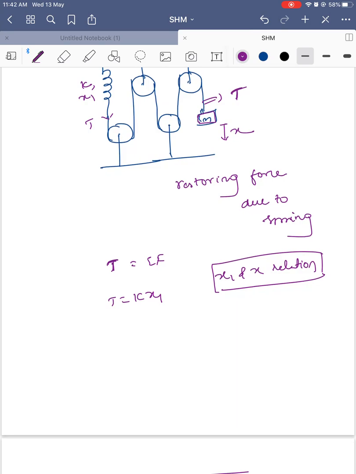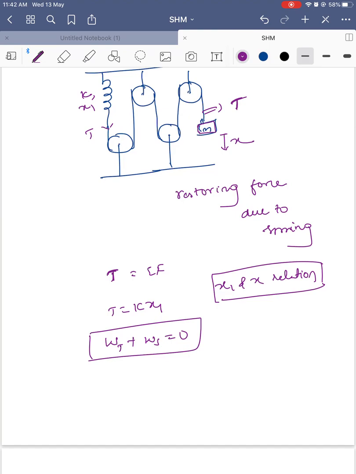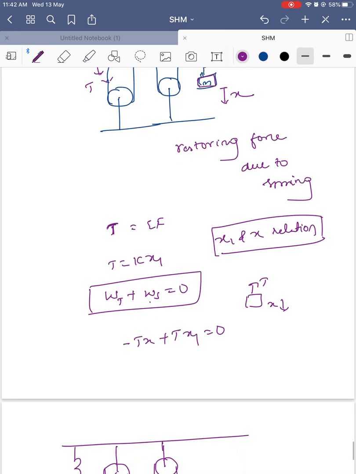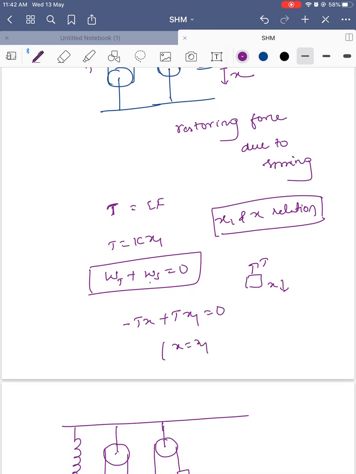So let's write the work equation: work done by tension plus work done by spring is equal to 0, because total work done is equal to 0. Work done by tension: tension is in the upward direction and displacement in the downward direction, so minus T into x, plus work done by spring, T into x1, is equal to 0, because the tension is in the downward direction and the spring is also extended in the downward direction. So x is equal to x1.